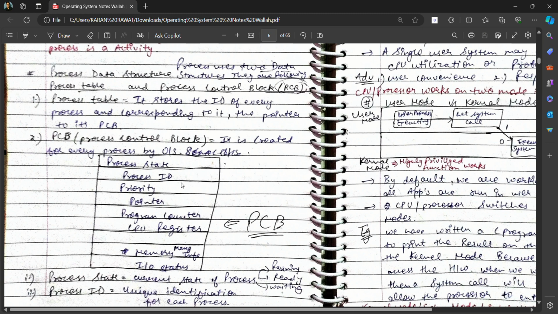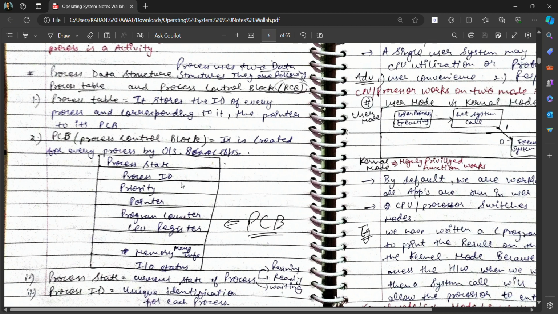Basically there are two process data structures we have to discuss. First is the process table. The process table stores the ID of every process, and corresponding to it, a pointer to its PCB. So the process table is basically a data structure, and it stores the process IDs of every process, each with the pointer to its PCB.